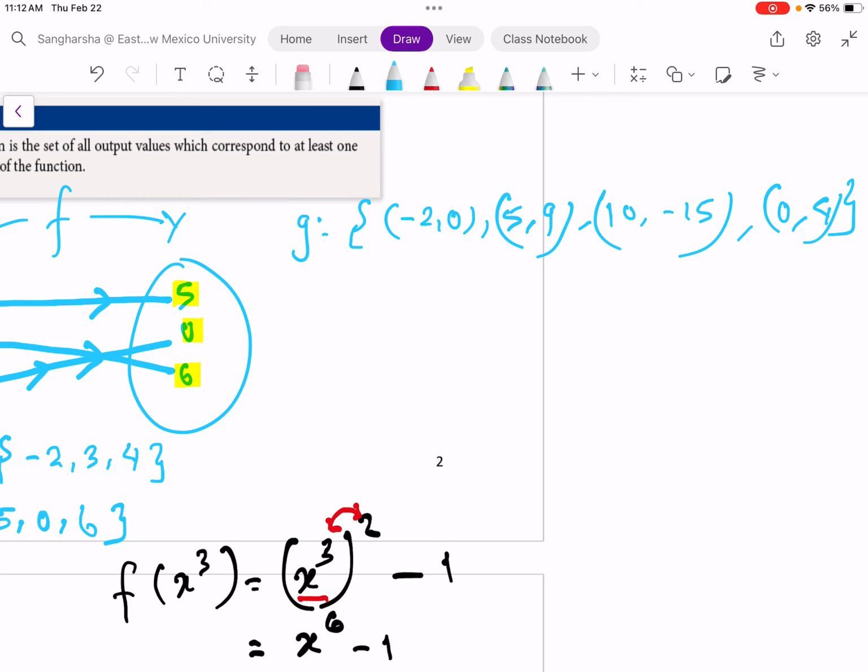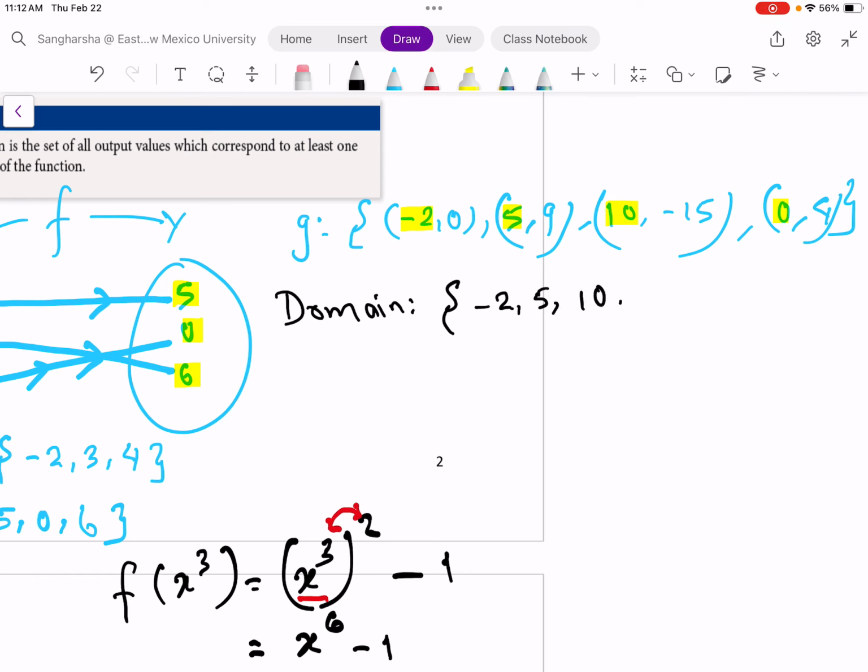This is our set notation for the function, and the domain for this function is every first element of each ordered pair. We have 4 ordered pairs, and the collection of the first element of each ordered pair is the domain. So your domain is -2, 5, 10, 0. We write this domain in set form.